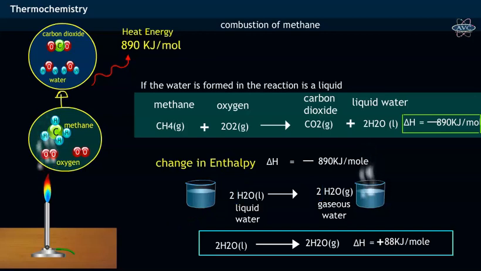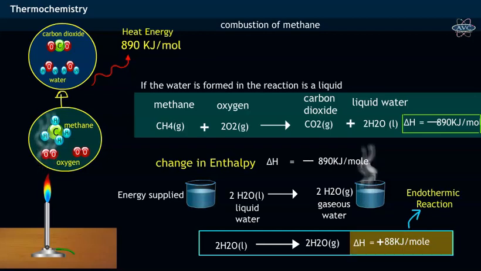Here in this conversion process, since the energy is supplied to physical state conversion, the reaction is an endothermic process and it has a change in enthalpy value or delta H value equivalent to plus 88 kilojoules per mole.